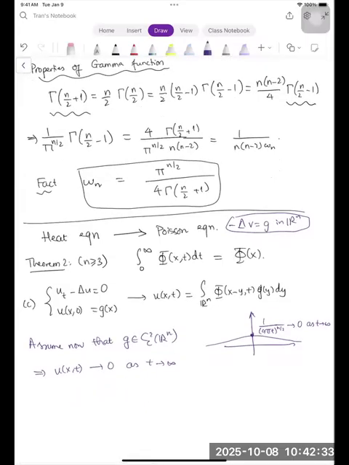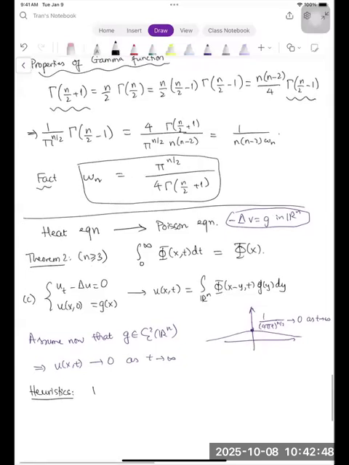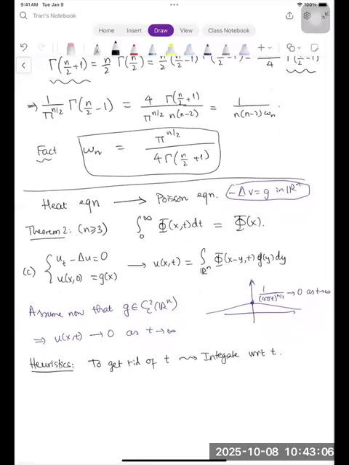Now, I want to go from the Cauchy problem to the Poisson equation. And how do I do it? This is another heuristic: to get rid of time, we just integrate with respect to time, right? We integrate the time out so that time goes away. So that's the point. Let's write out the proof.